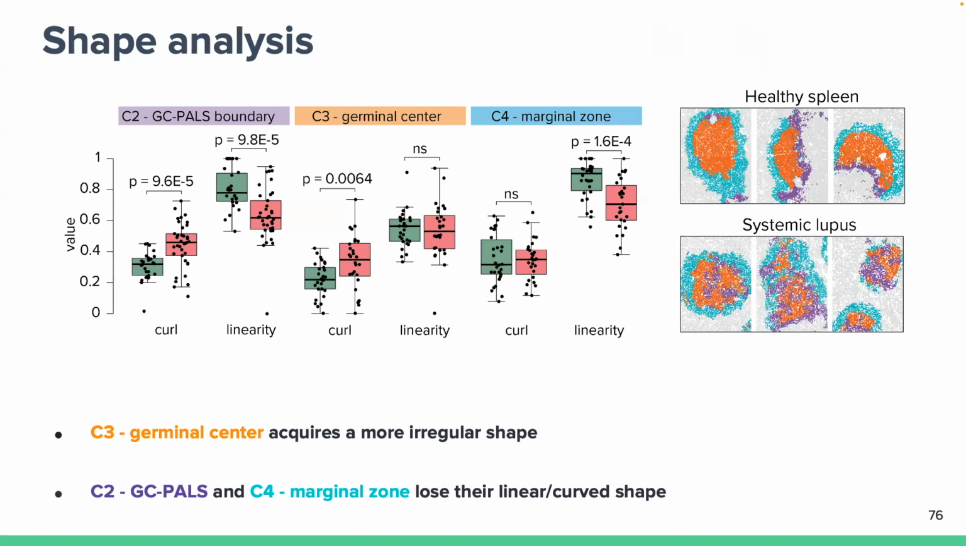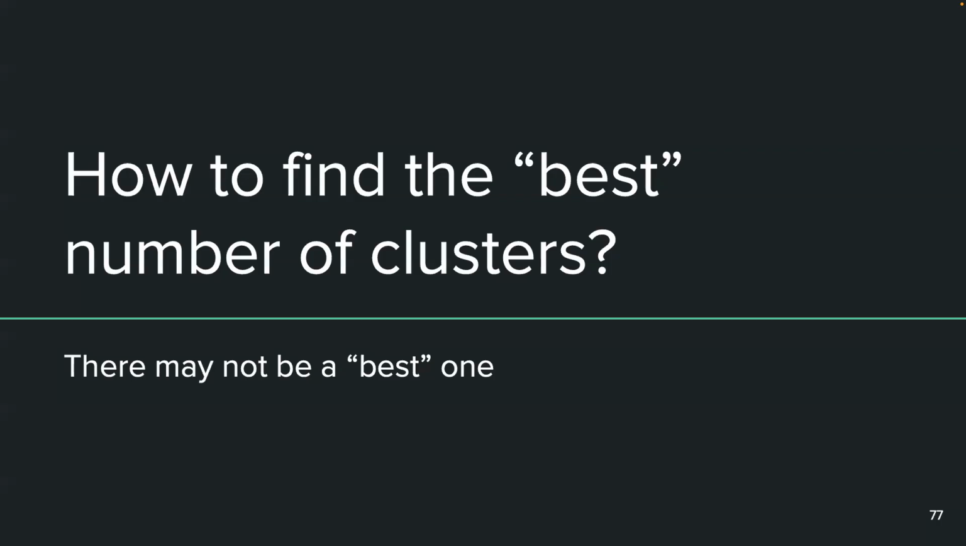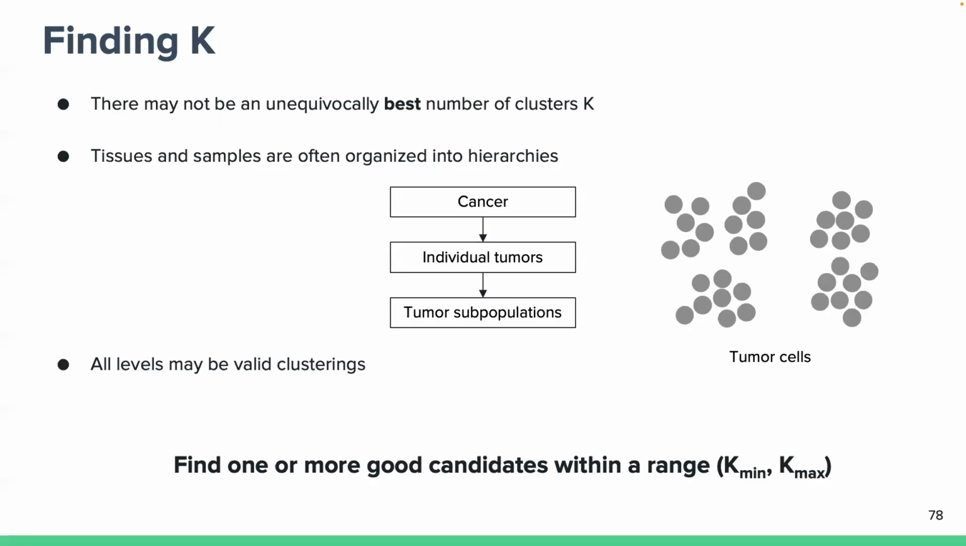Okay, then before we move to the last biological use case, I wanted to go on a little digression on how we found the best number of clusters, because this is also something that was mentioned in a question before, and it's sometimes hidden or overlooked in many studies. So in our case, our approach was based on the concept that there may not be an unequivocally best number of clusters. As we mentioned before, tissues are often organized in a hierarchical fashion.